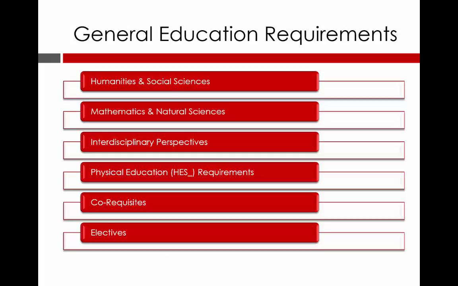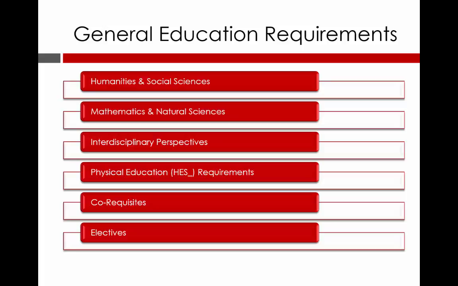There are 6 primary categories that we will discuss in order to acquaint you with your GEPs, including Humanities and Social Sciences, Mathematics and Natural Sciences, Interdisciplinary Perspectives, Physical Education Requirements, Co-Requisites, and Electives. You will learn about each of these requirements section by section.